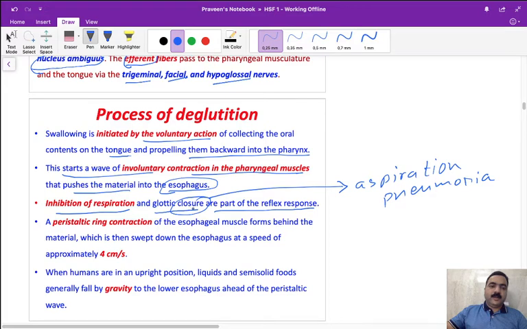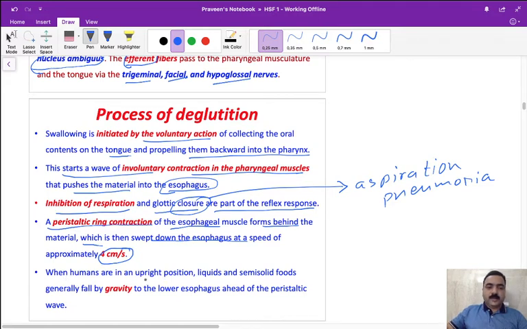If the closure is delayed, or if a person tries to talk at that time, because the glottis is guarded on either side by the vocal cords, then if you try to talk while in the pharyngeal phase, the food will get aspirated into the lungs. So remember that. A peristaltic ring of contraction of the esophageal muscle forms behind the material, which is then swept down the esophagus at the speed of 4 centimeters per second. That is the normal speed for primary peristalsis.